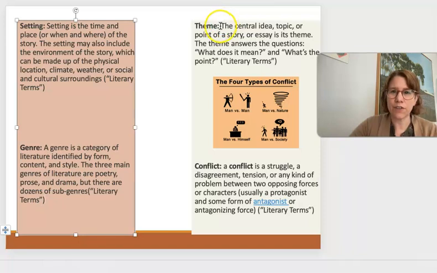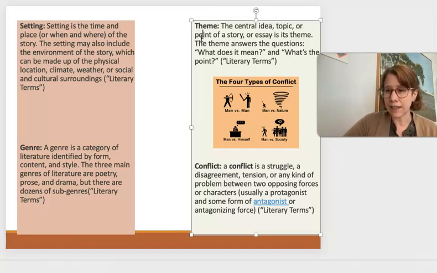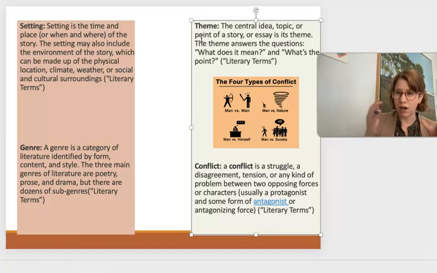And then we have the term theme. Again, theme is hard to explain as well, but it encompasses the overarching meaning of a text. It's the message or meaning behind a piece of literature. It's usually the author's main message or idea behind, or what they're trying to convey throughout the text. So here it's defined as the central idea, topic, or point of a story or essay is its theme. So it is the overarching idea. And there could be more than one theme in every text.